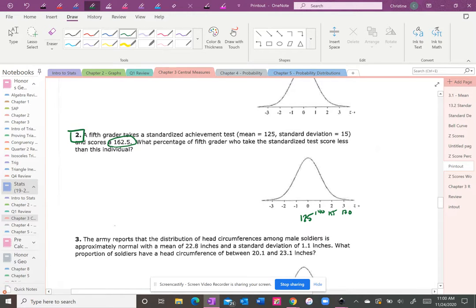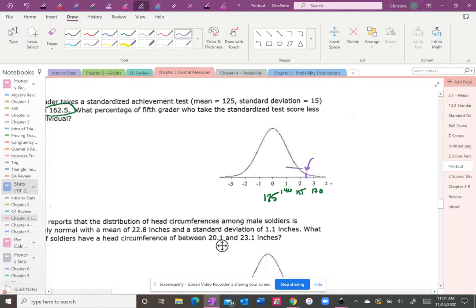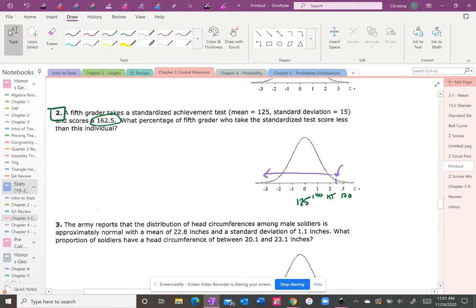So this person scored a 162. So if we visually look where that is, it is here. Okay, so it says what percentage of 5th graders scored less than this person? So since this person scored very high, there should be a very high percentage of people who scored lower than her, right? If you get the highest grade in the class, then everybody else is lower than you. So let's figure out what the percentage is.